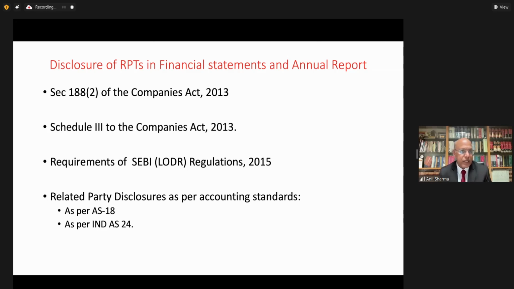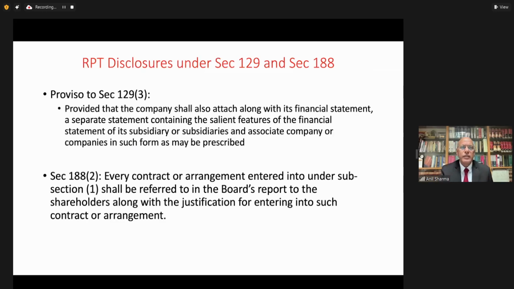One is Section 188, subsection 2, which defines what disclosure is required. Then Schedule 3 to the Companies Act also has a very specific requirement with regard to the disclosure of related party transactions. Then SEBI LODR regulations also require certain disclosures to be given in the financial statement. And of course, our accounting standards, whether it's AS 18 or, where Ind AS is applicable, Ind AS 24, also require related party disclosure to be made in the financial statement. So this disclosure requirement comes from these 4 angles. Let's look at them one by one.